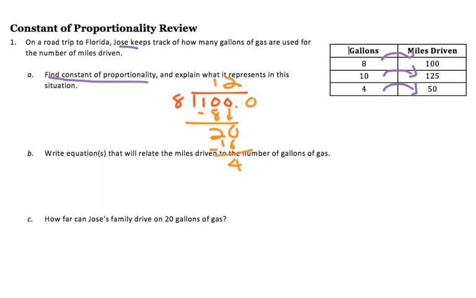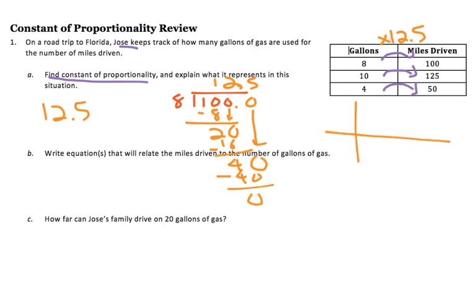And then adding a decimal point and a 0, I can keep on going. 8 goes into 40 five times, and that's going to get rid of our remainder. So it looks like the constant of proportionality is 12.5. But let's actually remind ourselves what that means. So obviously that means we can multiply the gallons by 12.5, and that's going to give us the miles each time. But it also means this.